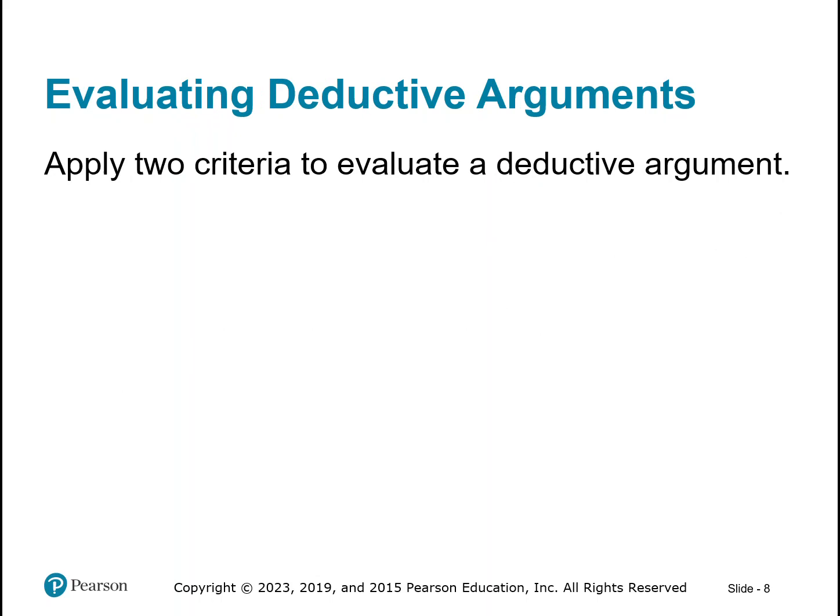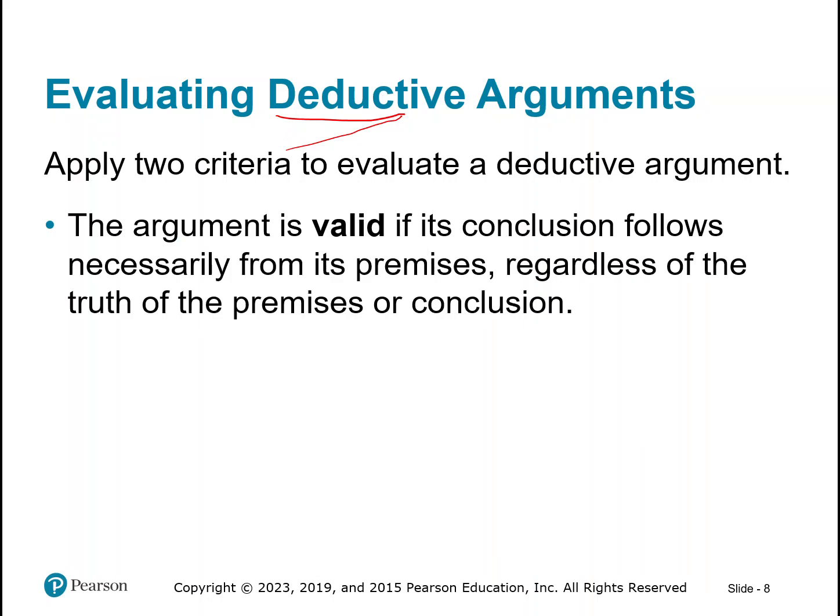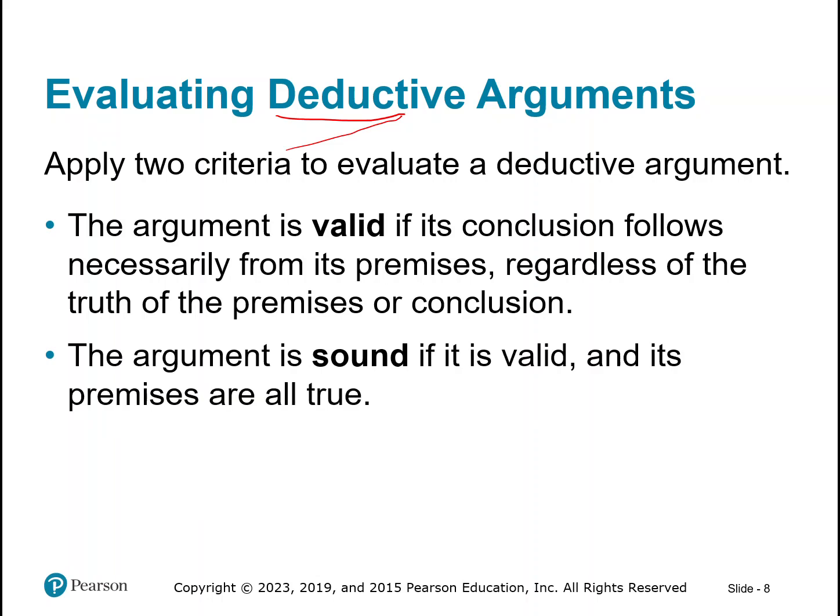When it comes to a deductive argument, remember, deductive, you're deducing. You're deducting, so you're going from the general to a smaller thing. You're deducting information, getting it down to the basics. We apply two criteria to evaluate. First, the argument is valid if its conclusion follows necessarily from its premises, regardless of the truth of the premises or conclusions. It's valid if the conclusion has to follow from the premises, no matter what those premises or conclusion are.